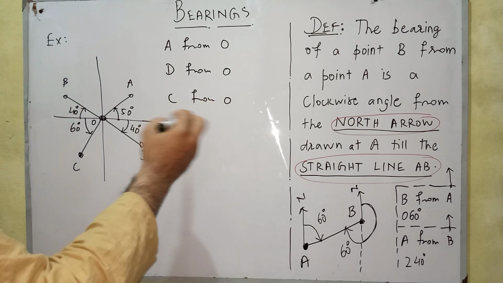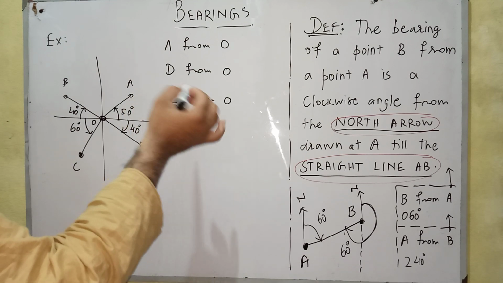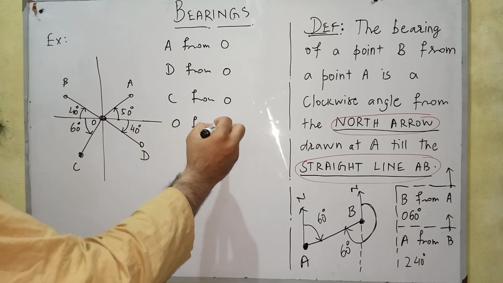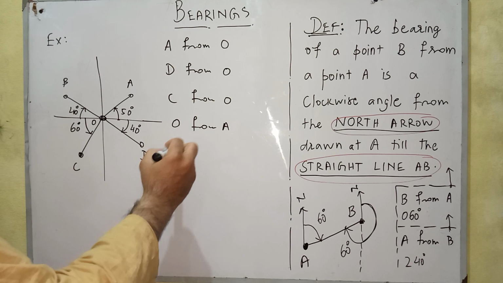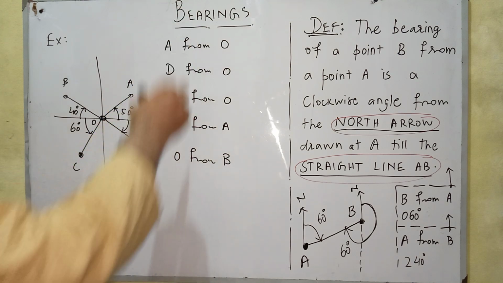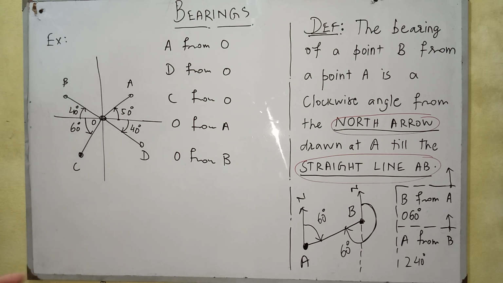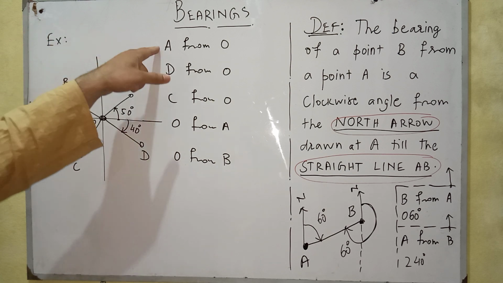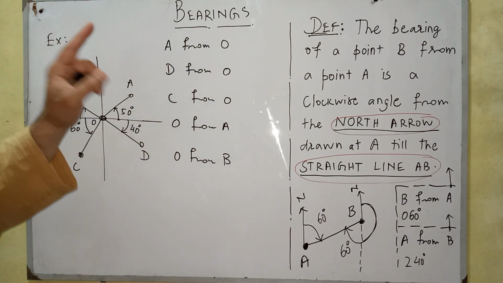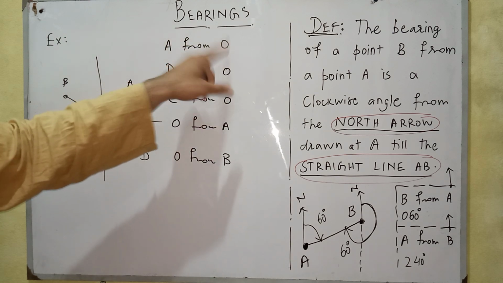And then we can also have another example. We can calculate the bearing of O from A or O from B. We will discuss all parts one by one. First of all, we will find the bearing of A from O, because this bearing will start from O and it will go till point A. So we will draw a north arrow at this point O.